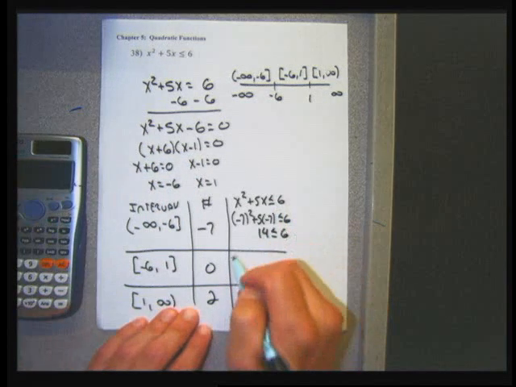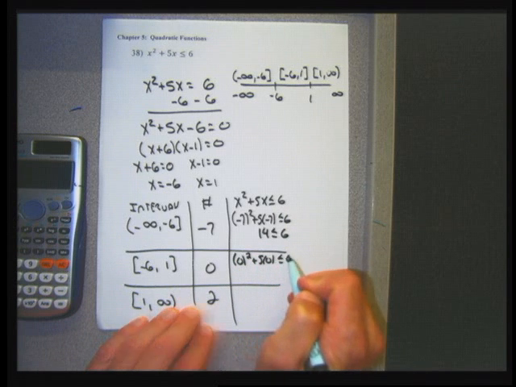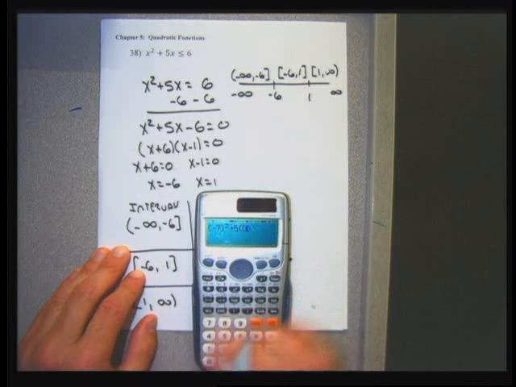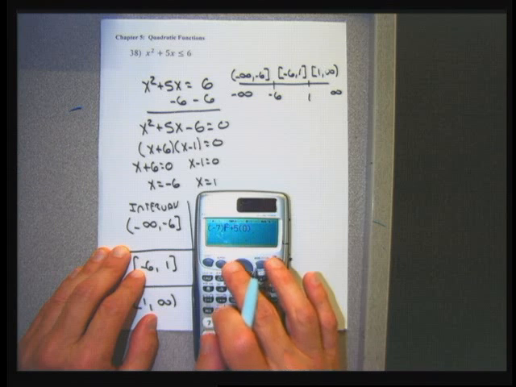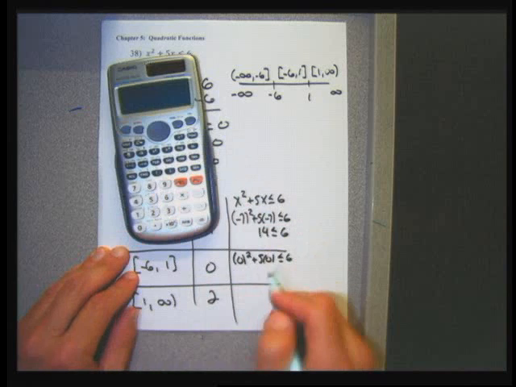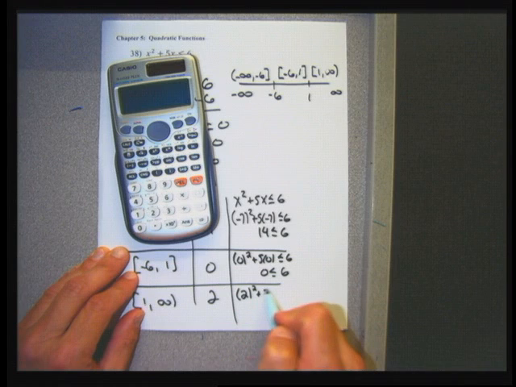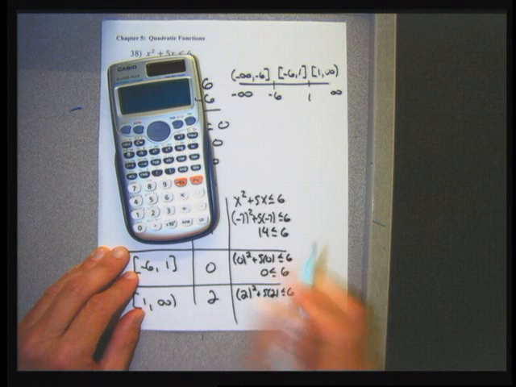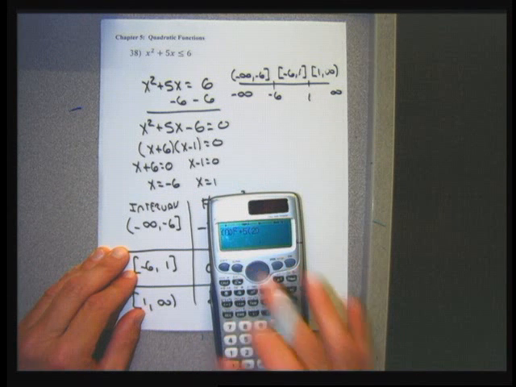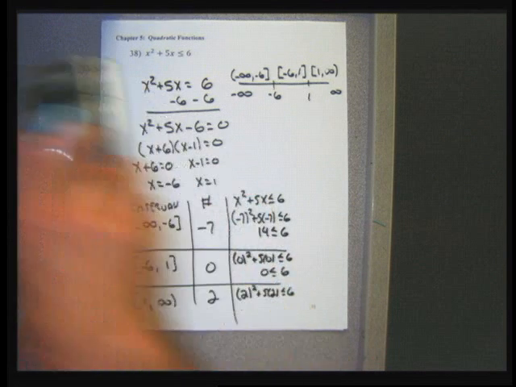The next one, I'm going to go 0 squared plus 5 times 0 is less than or equal to 6. I'm just doing that side. So I'm going to back up here, delete the 7 and make a 0. Back into there. Delete the 7, type in a 0. And that gives me 0 is less than or equal to 6. And for the last one, I'm going to go 2 squared plus 5 times 2 is less than or equal to 6. And that gives me 14 is less than or equal to 6.